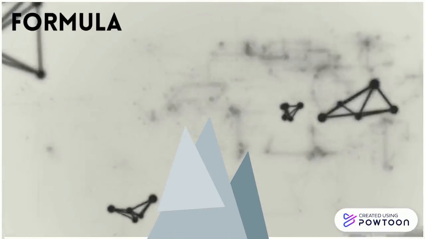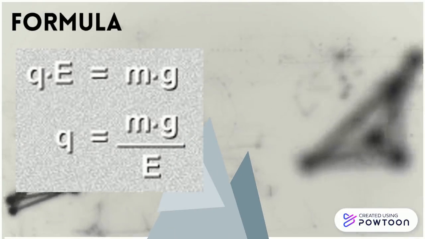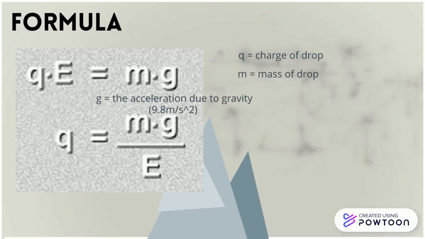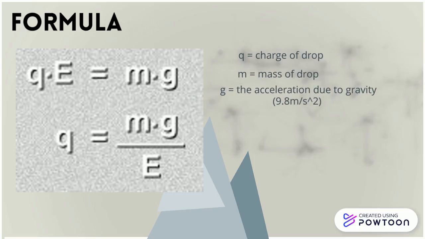The formula Q equals m times g over E was derived from the nature of the results, where Q equals the charge of the drop, m equals the mass of the drop, g equals the acceleration of gravity, which equals 9.8 meters per second squared, and E was the applied electric field.